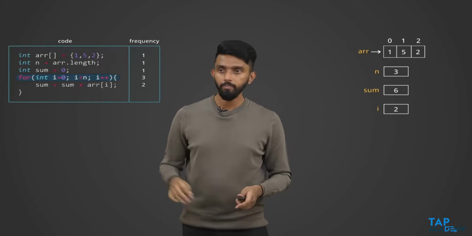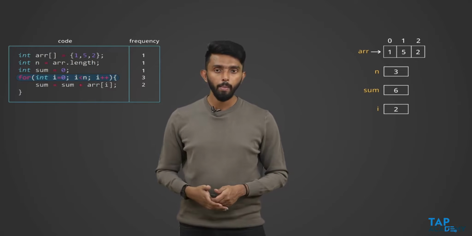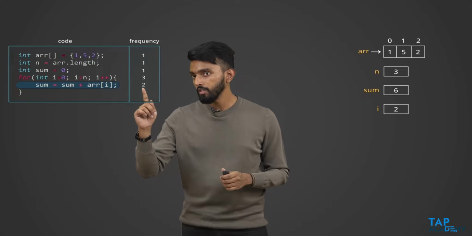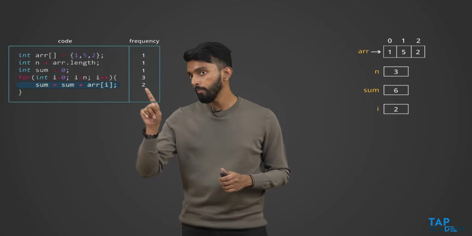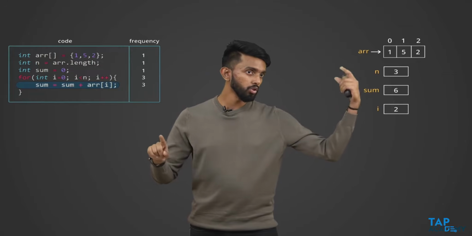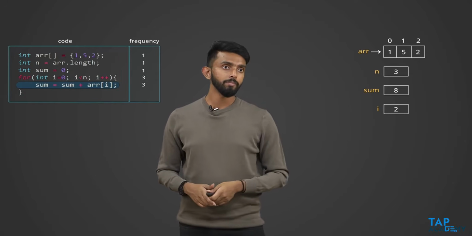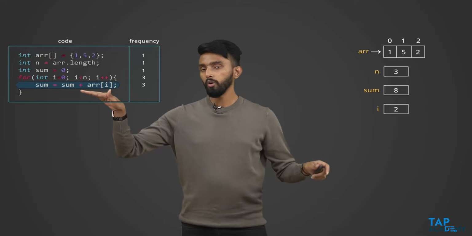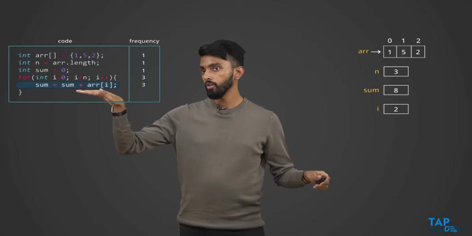2 is less than 3. Because it is true, I will come inside. If in case I come inside, this statement is executing for the third time now. So 3. Next what is going to happen is, obviously I will update the sum. So sum is going to become 8. Great. After which again I am within a loop. So I'll go on top.